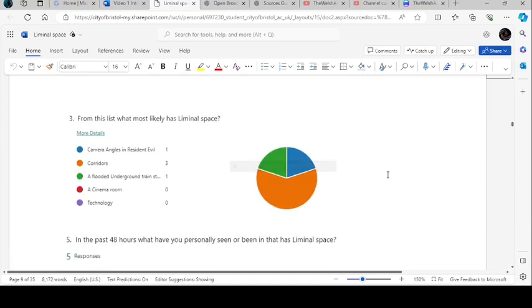My next question was, from this list, what most likely has liminal space? So you've got camera angles in Resident Evil, corridors, a flooded underground train station, a cinema room, and technology. All of them are correct. However, most people ended up going towards corridors, which is shown in the orange.